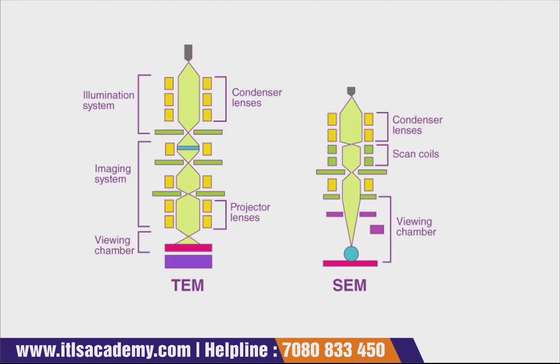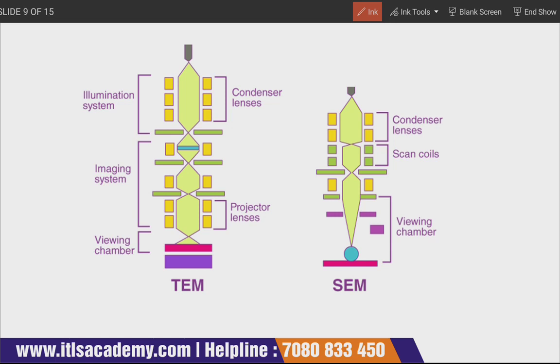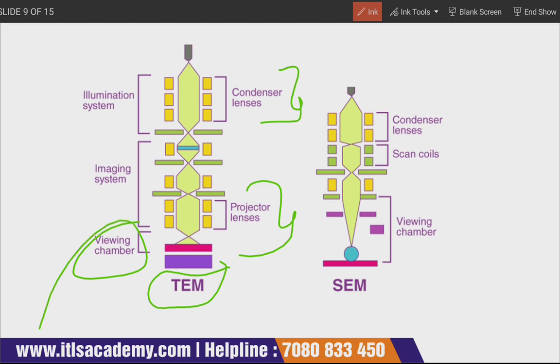Now moving to the next, that is the diagram of SEM and TEM. So TEM has an illumination system, a condenser system. Then the imaging system, where the images are generated. This is the projector lenses through which the beam of electrons is passed, and it is a viewing chamber where you can view the image. Similarly, SEM has condenser lenses, then a scan coil where the scanning of the specimen is done, and a viewing chamber where you can simply view the image.